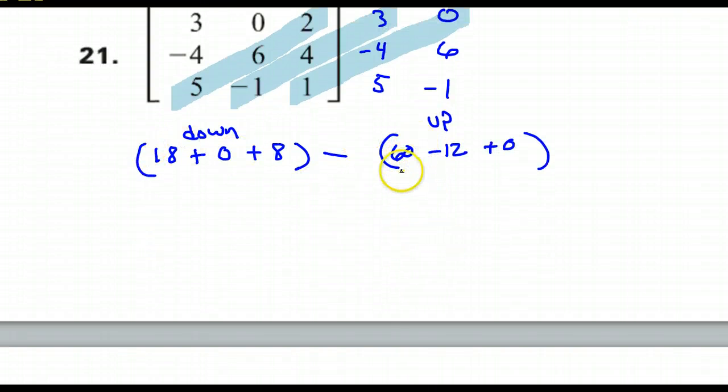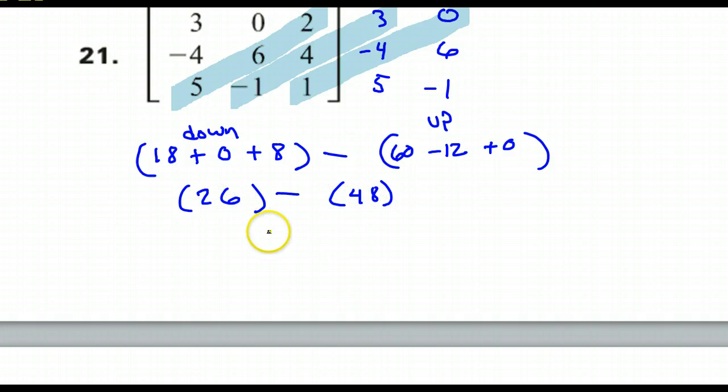So, down diagonals minus up diagonals. Now I could type this entire thing into my calculator if I wanted to, or I could do it in stages. But 18 plus 8, for example, is going to be 26. And 60 minus 12 is going to be 48. And 26 minus 48 is going to be -22. So this is the determinant.